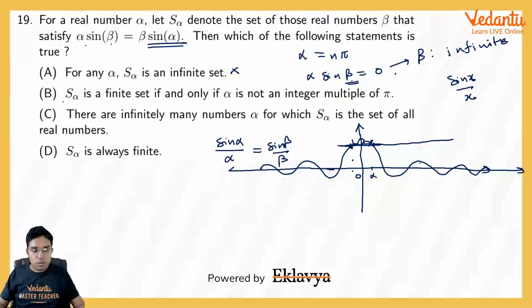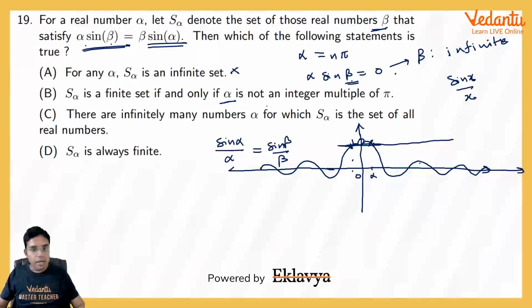But the question was: S alpha is finite if and only if alpha is not an integer multiple of pi. So what I have proved is that if alpha is an integer multiple of pi, then S alpha will be an infinite set. S alpha denotes the set of all those values of beta for which this relation holds true. So here, S alpha is a finite set. I think it seems correct.